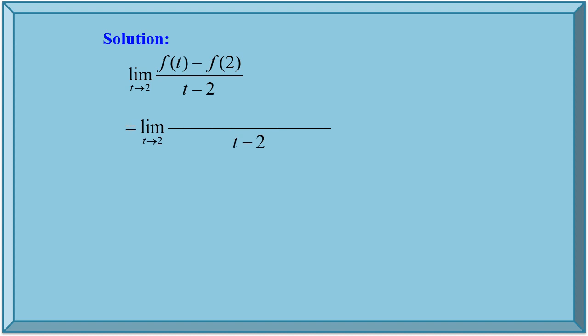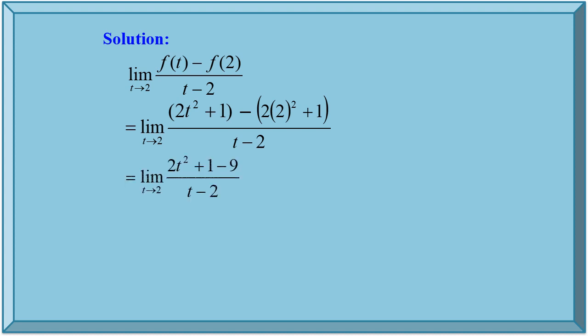So we replace f(t) with 2t squared plus 1. And then for f(2), we replace t by 2. So we have 2 times 2 squared plus 1. So what do we have on the right side? It will be 9. Right? So 2t squared plus 1 minus 9, divided by t minus 2. So it's equivalent to 2t squared minus 8 divided by t minus 2.